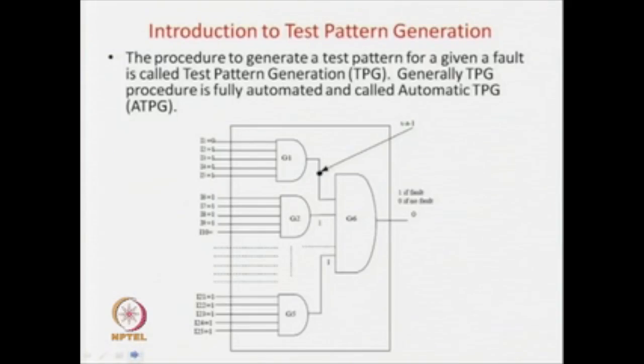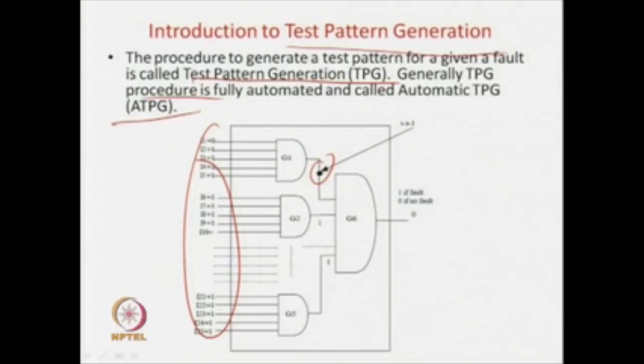So, what is test pattern generation, as I just told you. Given a stuck-at fault, you have to find out which pattern can test this fault. This is called test pattern generation. And if the circuit is quite large, then you obviously need to automate it, and therefore it is called automatic test pattern generation, that is ATPG. In this module we are going to look into the details of this.